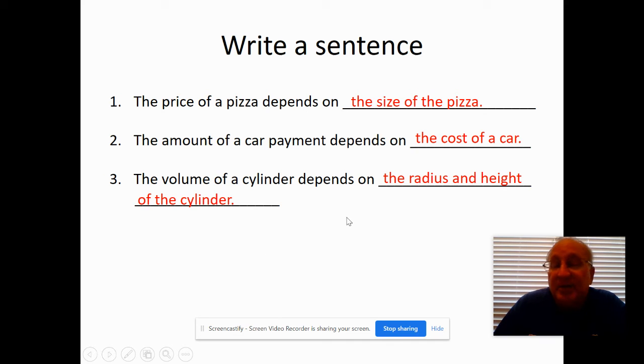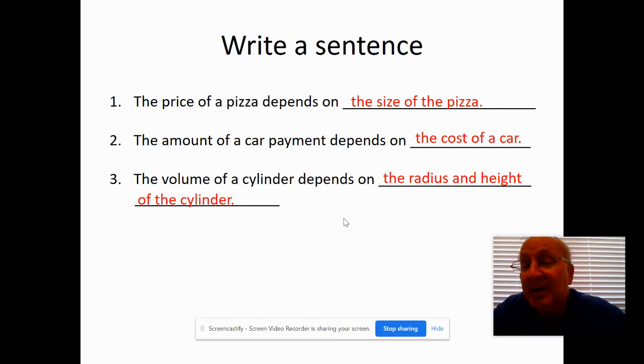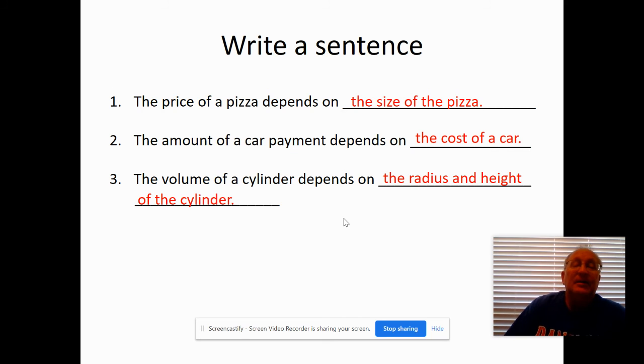So the volume of a cylinder depends on the length times the radius times the height, or the radius and the height of the cylinder would determine the volume of the cylinder. So the volume of the cylinder depends on the radius and height. So radius and height would be independent, and cylinder would be dependent. Those are a couple of examples.